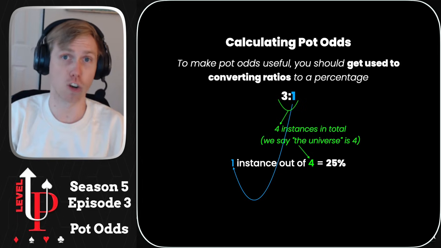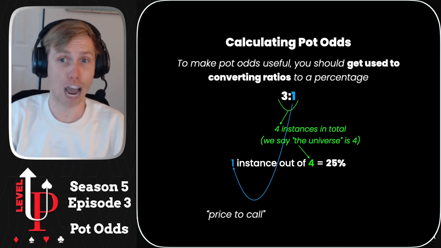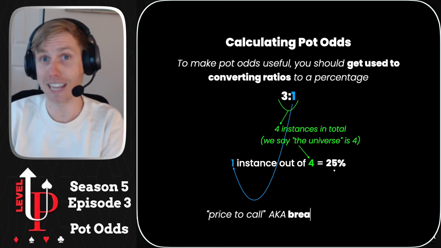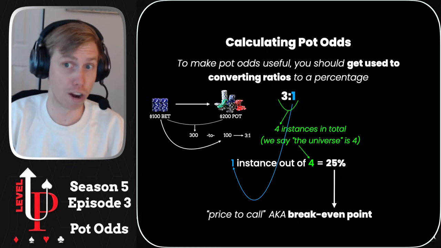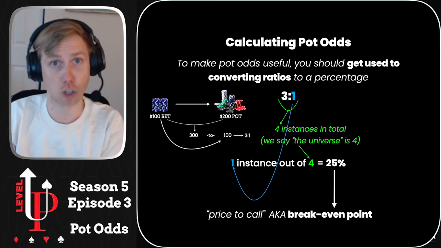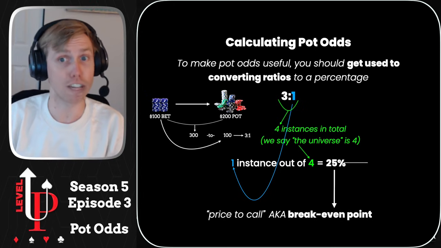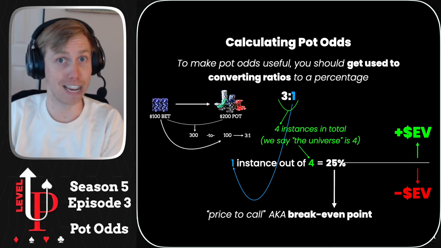That percentage is known as your price to call. Your price to call is how often you must win the pot in order for your call to break even. So if there's $200 in the pot and your opponent bets $100 on the river, you're getting 3-1 and your price to call is 25%. That means you must have the best hand more than 25% of the time for that call to show a profit in the long run.